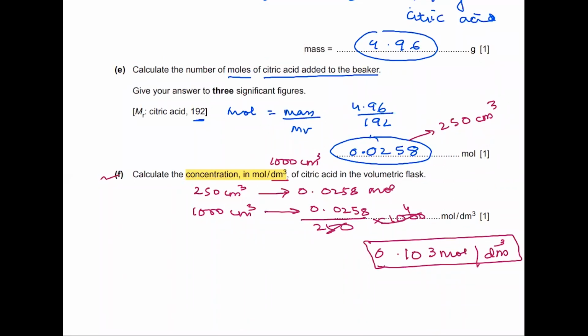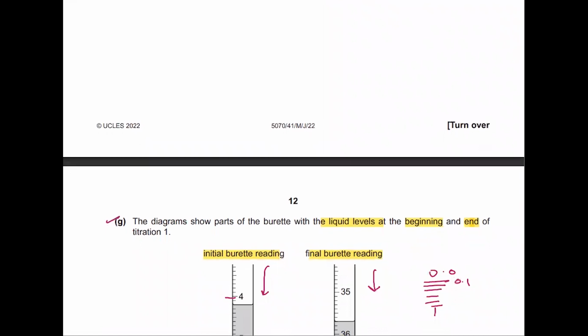They're asking us to find out the amount of moles present in 25. So we know the number of moles which are present in 250. So if 250 has these many moles, 25 will have how many? On that basis, we have 250 has 0.0258. Let's go back to that particular part of the question.